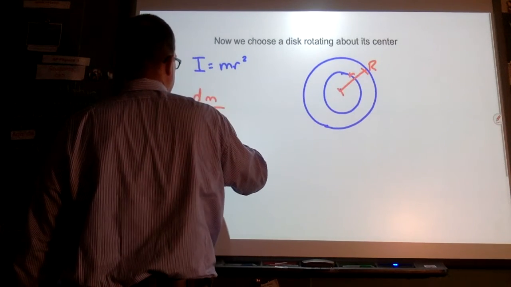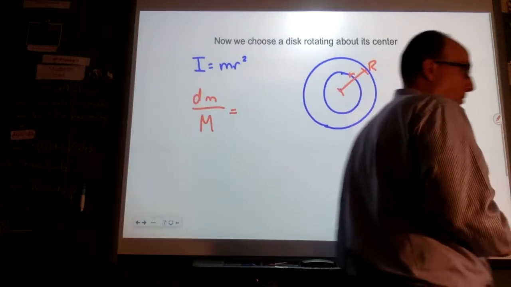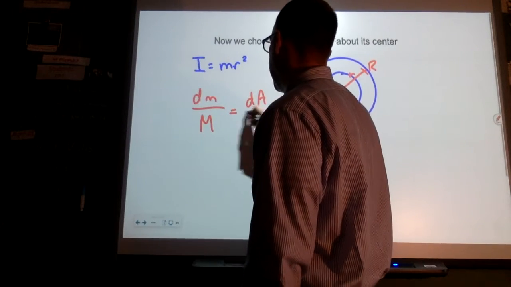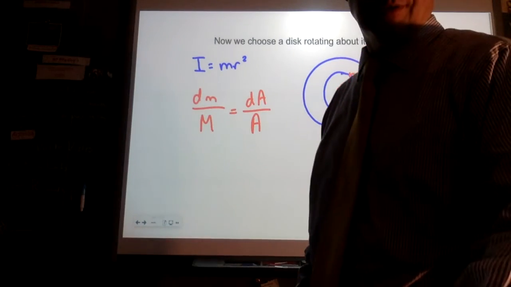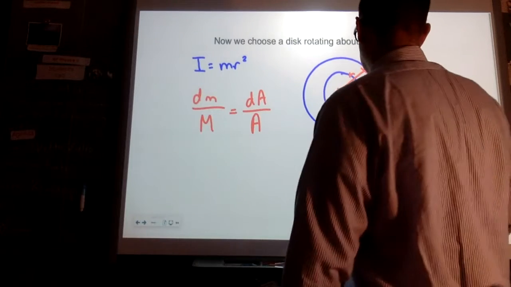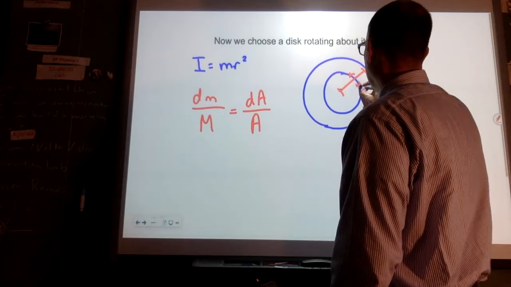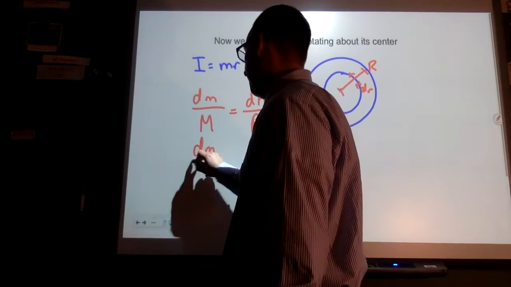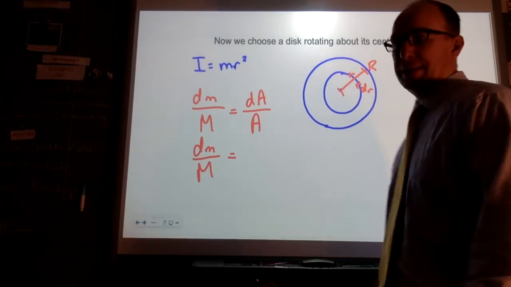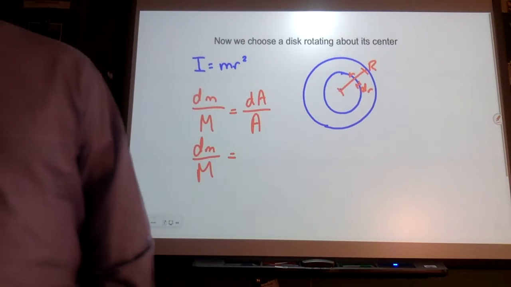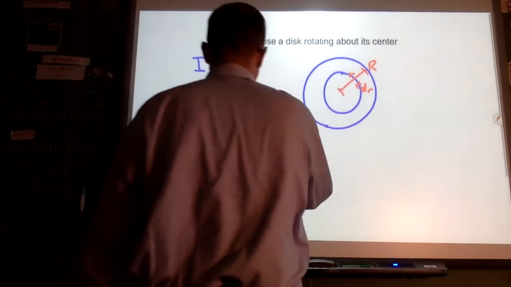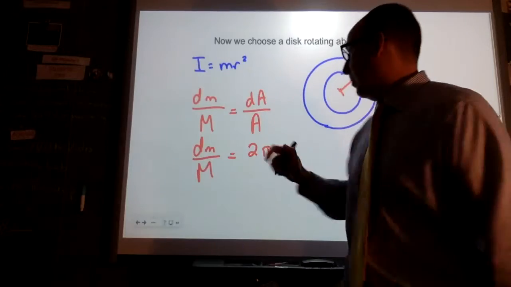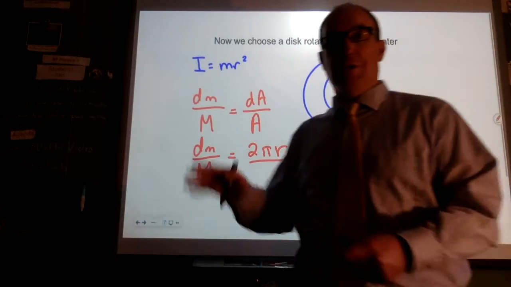And so I can say that dm over the total mass would be related to this area, which would be dA over the total area. I'm going to call this tiny little thickness of this hoop that I drew dr, the change in r. Remember, little r is how far away we are. So dm over the total mass is going to be dA. The area of this is going to be the circumference around, which is 2 pi r, times the thickness, which is dr. And again, this is little r because it's an arbitrary point between 0 and how far out you go.